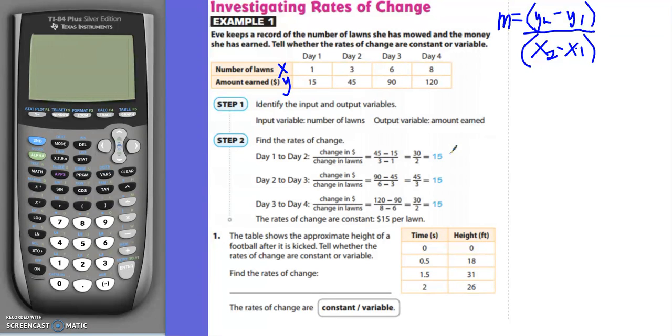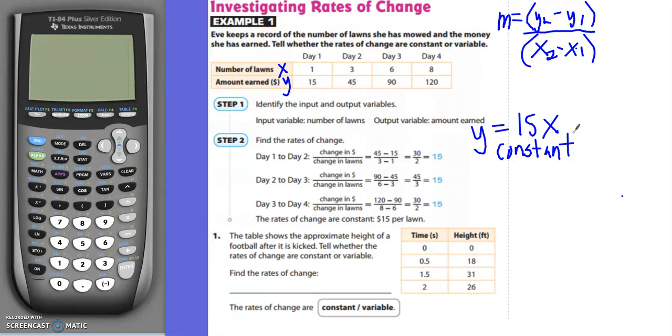So we have y equals 15x. Okay, and that's a constant rate of change. It's a constant of proportionality also. All right, and if we want to tell if it is constant or variable, it is constant.